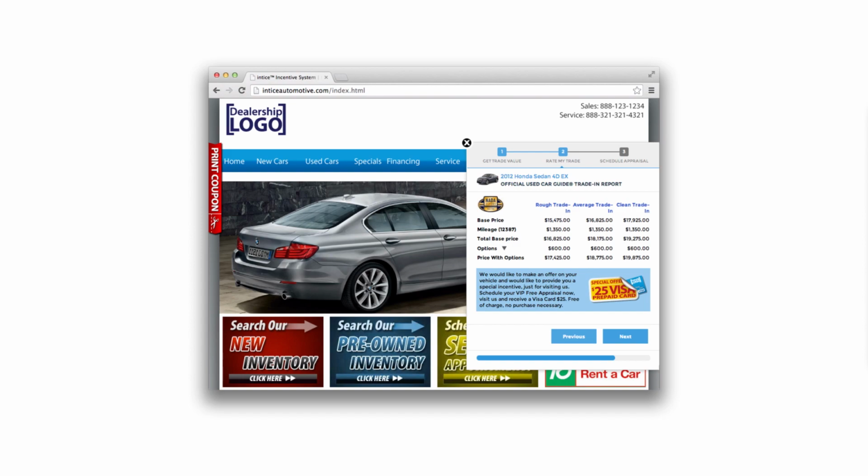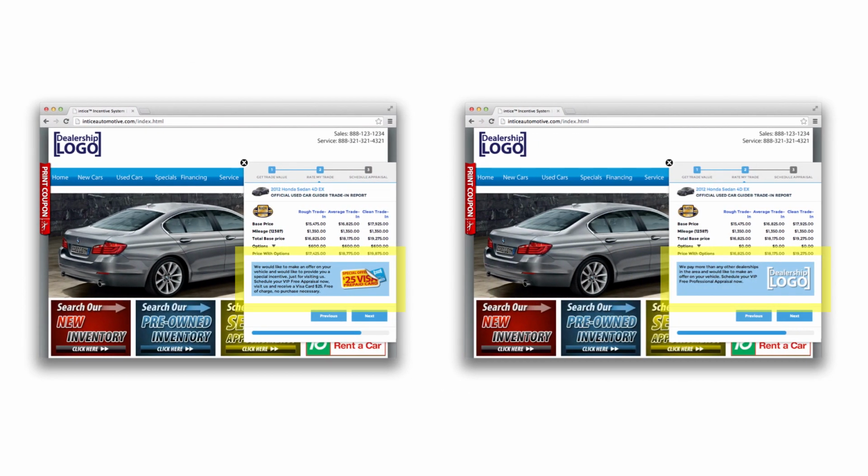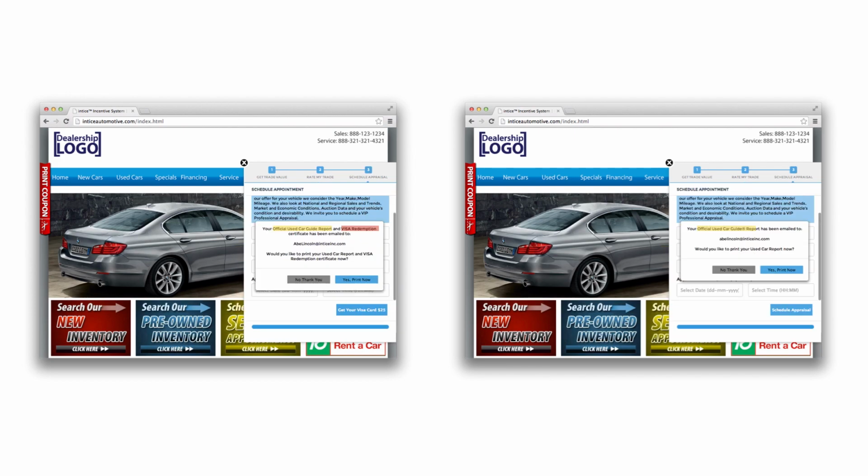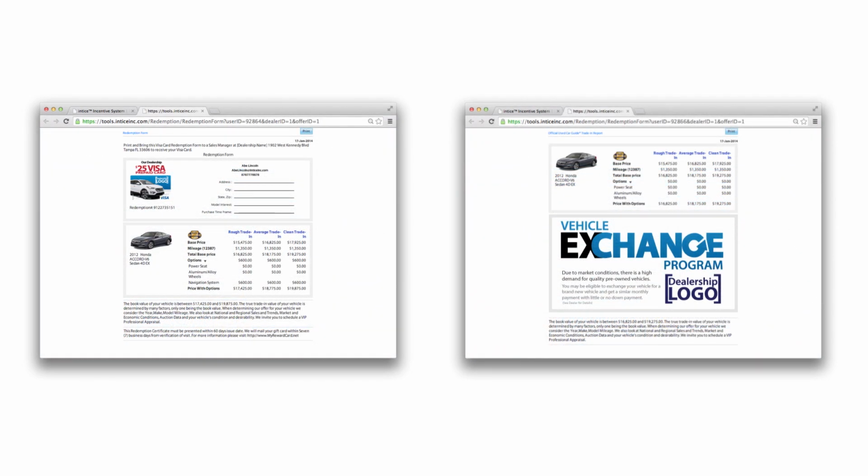Unlike others, the Intice trade evaluation tool does not require a customer to complete the lead form prior to providing the customer with the evaluation report, making the process faster and providing a positive customer experience. By providing the spectrum of values, including rough, average, and clean trade-in NADA values, the information received by the prospective customer is in line with their expectations and with the ultimate appraised value given by your dealership.